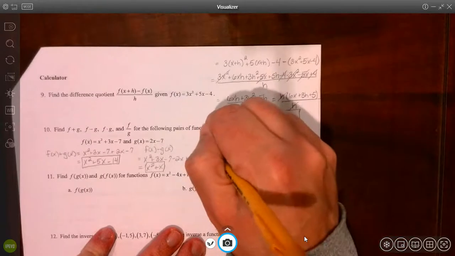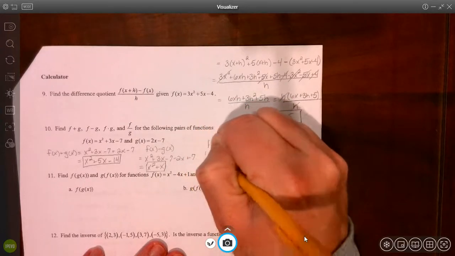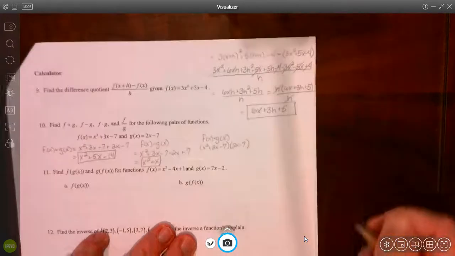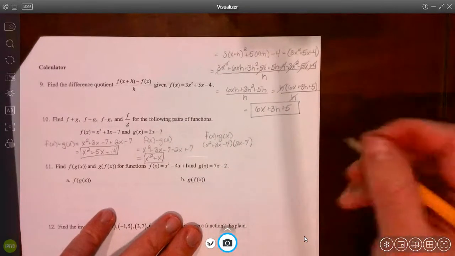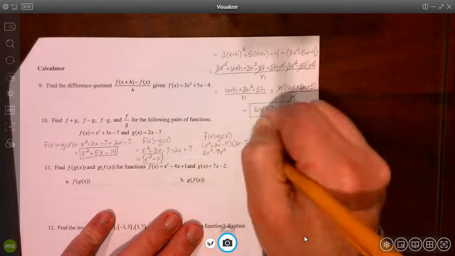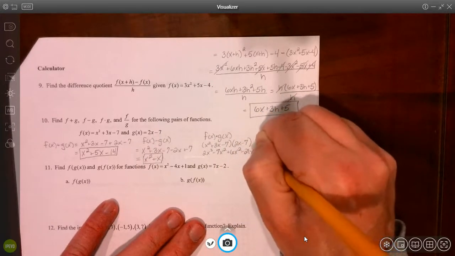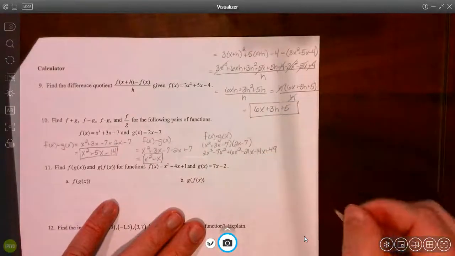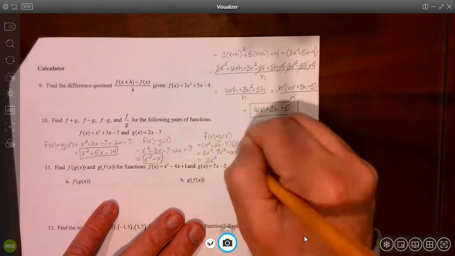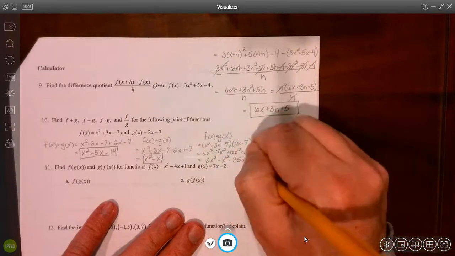All right, next we will look at f of x times g of x. So just straightforward multiplication. So x squared plus 3x minus 7 times 2x minus 7. I'm going to go ahead and distribute all of these. You can use your box method, you can use whatever you like. But we're going to get 2x cubed minus 7x squared plus 6x squared minus 21x minus 14x plus 49. So then, of course, when I combine my like terms, I will get 2x cubed minus 1x squared minus 35x plus 49.